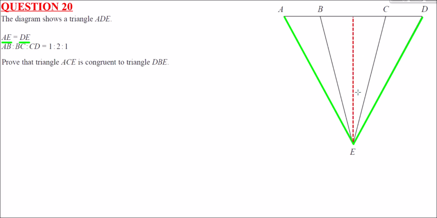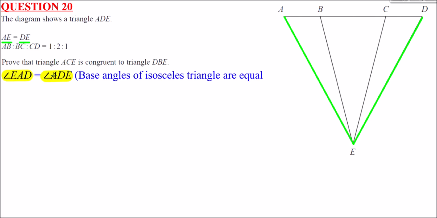Therefore, this is a line of symmetry down the middle of a triangle, and we need to remember that if a triangle is isosceles, not only do we have two green sides which are the same, but the base angles will also be equal. So the angle at A, which is EAD, and the angle at D, ADE, will also be the same. So EAD is the same as ADE for the reason that base angles of an isosceles triangle are equal. So I'm going to add these in yellow like so, and this is going to form part of our proof.